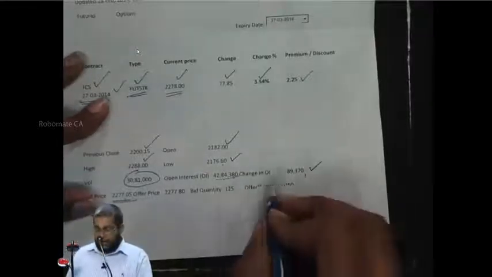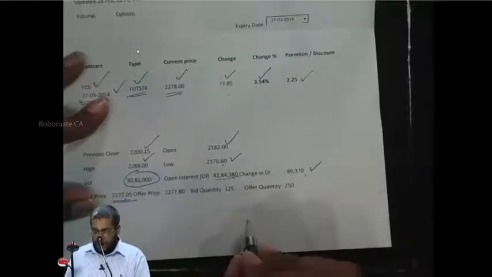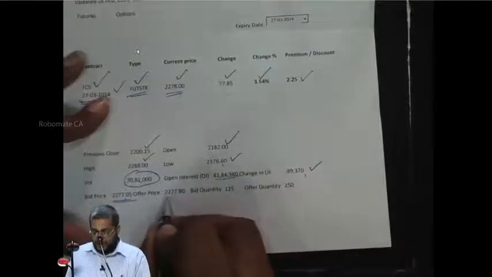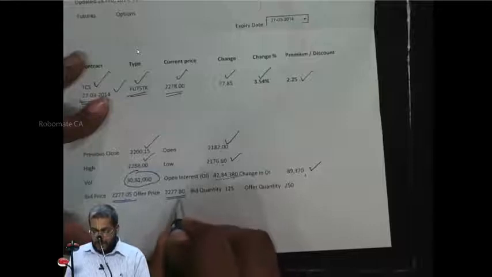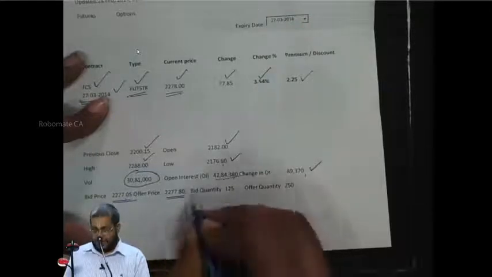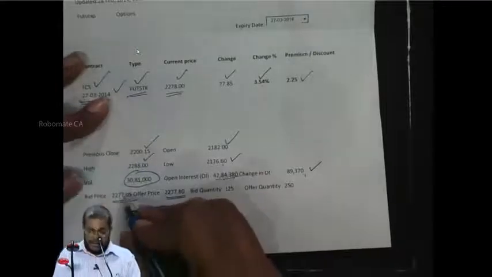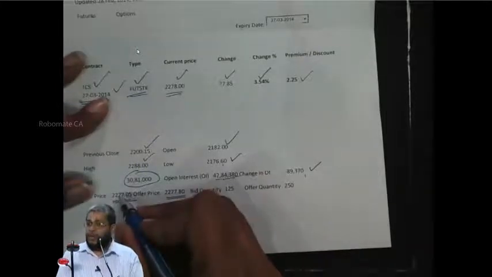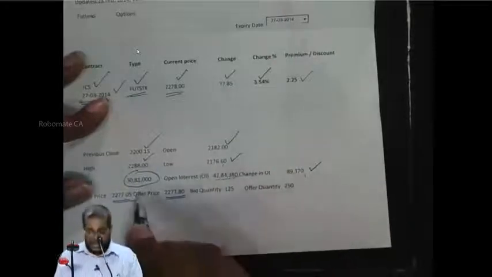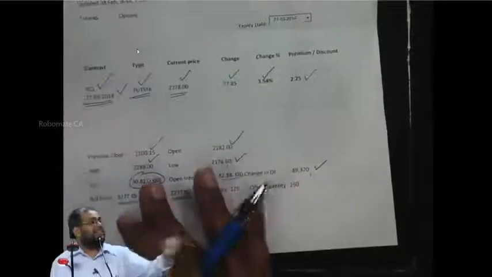Now, a person has given a selling order for 2,277.8, and till now that order is not matched. This is the lowest selling order, and that was the highest buying order. There may be other orders also, beyond this and below this. If this itself does not get matched, others cannot get matched. Are you following what I am saying?